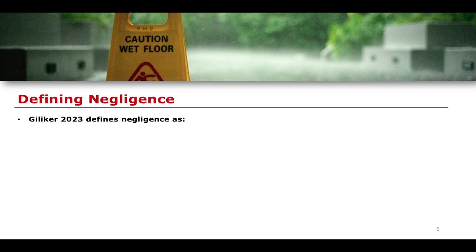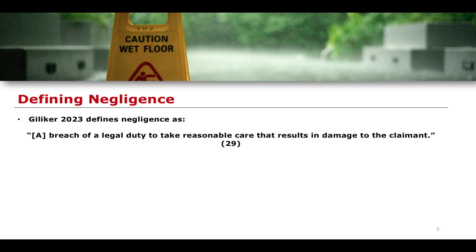According to Giliker from 2023, negligence is defined as a breach of a legal duty to take reasonable care that results in damage to the claimant. This here is a very concise, and in my opinion, a brilliant definition of negligence. It is perfect in every single way. Why is it perfect in every single way? Because not only does it explain what negligence ultimately is, but it also gives us the key elements of negligence.